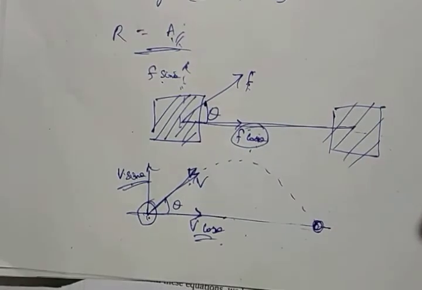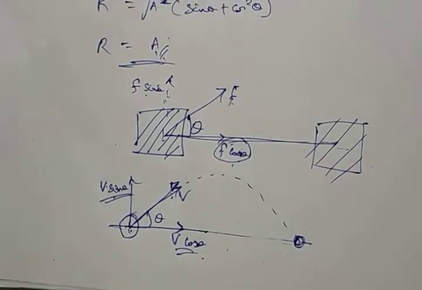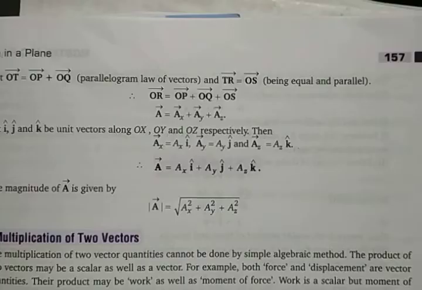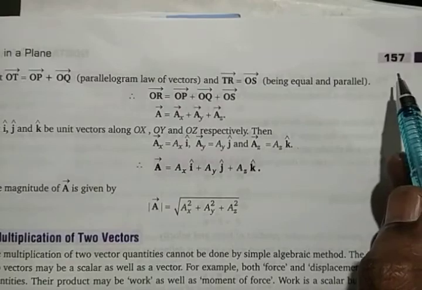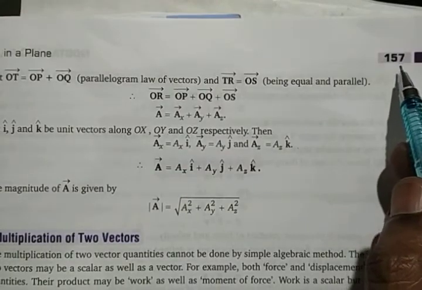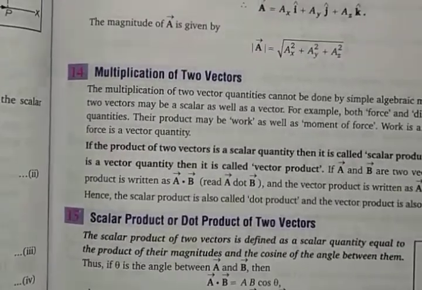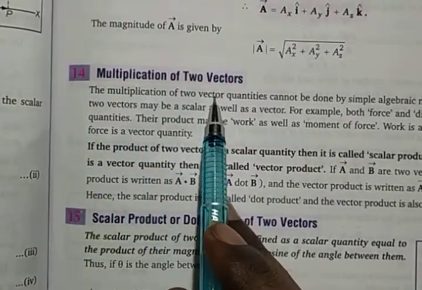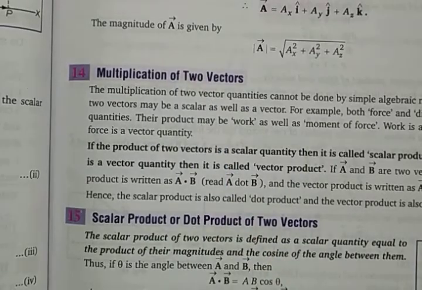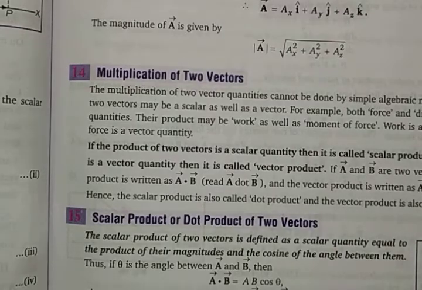Now we will move ahead to the next very, very important part, which is given on page number 157. It is called multiplication of two vectors. What is multiplication of two vectors? We'll try to understand the multiplication process. There are two types of multiplication of vectors possible.